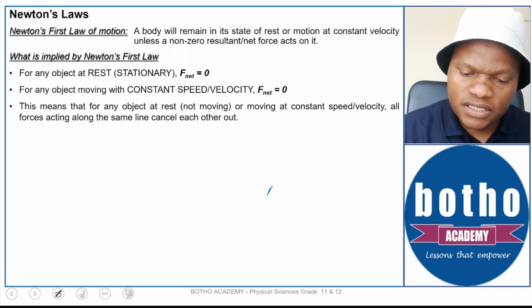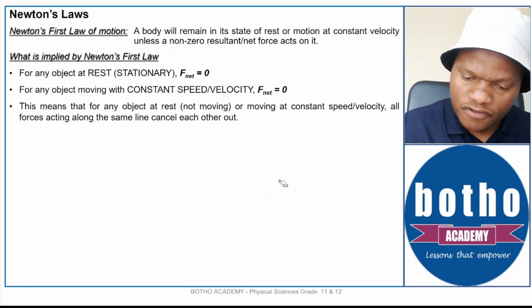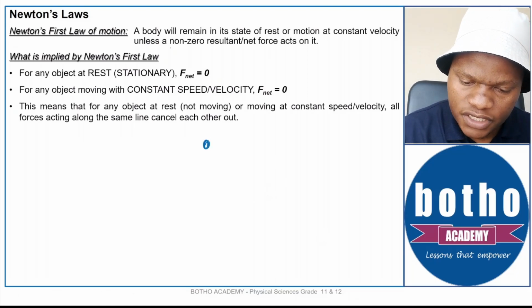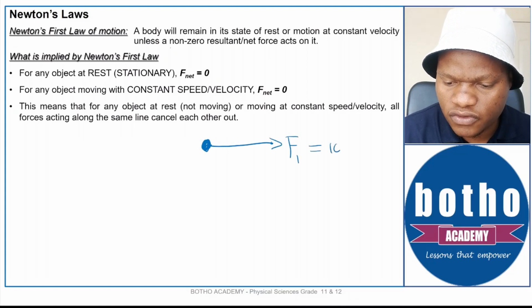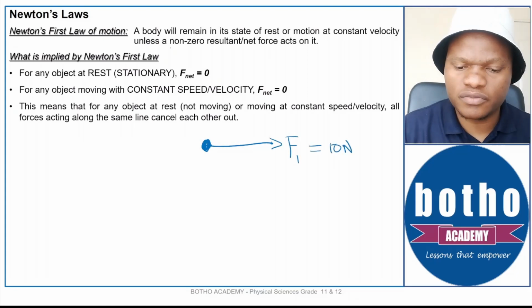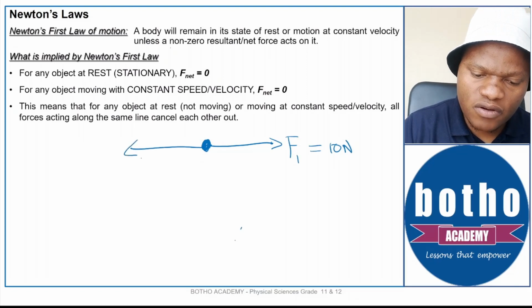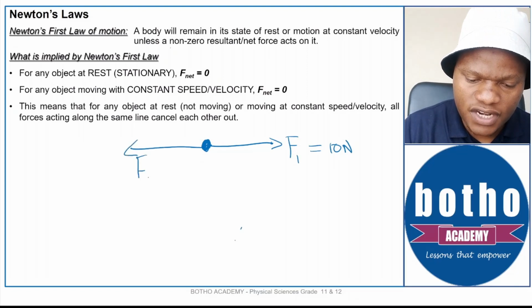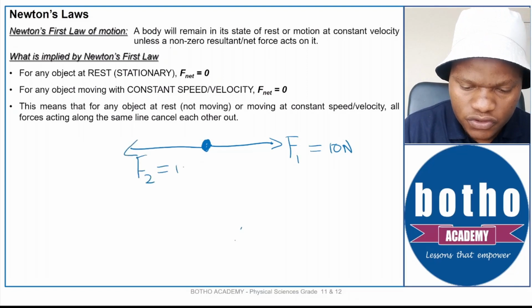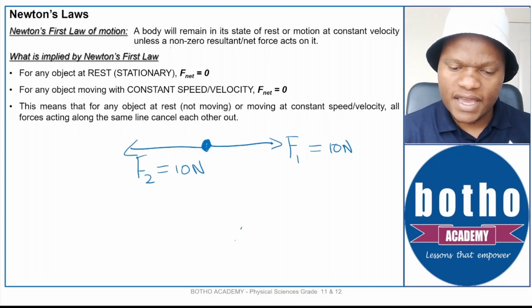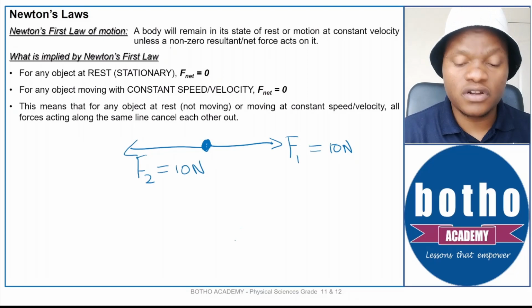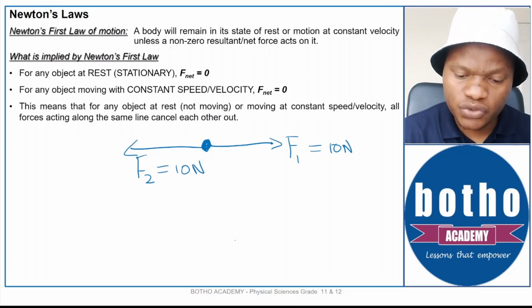We are saying that Newton's first law is saying that if an object is not moving, okay, it means if there is a force going to the right, let's say there's a force going to the right, we're going to call it F1 is equal to 10 newtons being applied to this object. It means there is another force acting to the left, F2, which is also equal to 10 newtons, because the F net for this particular object will add up to 0. How do we add up to 0?